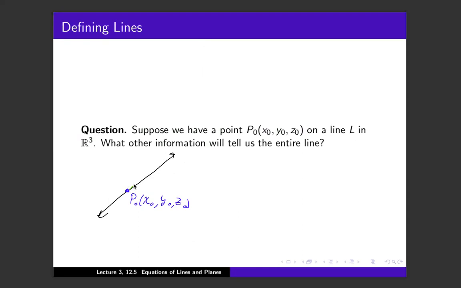Well, one thing that we can use is just a vector that's parallel to the line. We're going to call this V. V is what we call a direction vector, A, B, C. So one thing we can do is we can find a vector that is parallel to the line. And as soon as we have a vector that's going in the same direction as the line, and a point on the line, we basically have the line itself. We have pretty much everything that we really need.